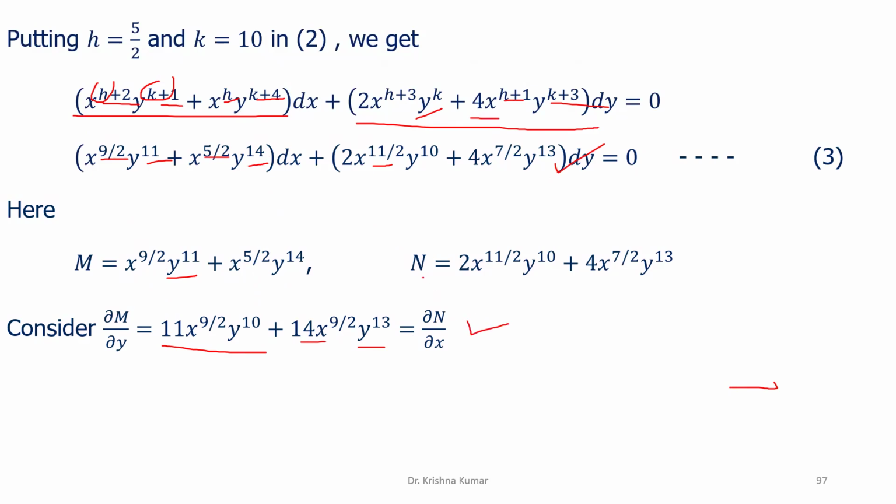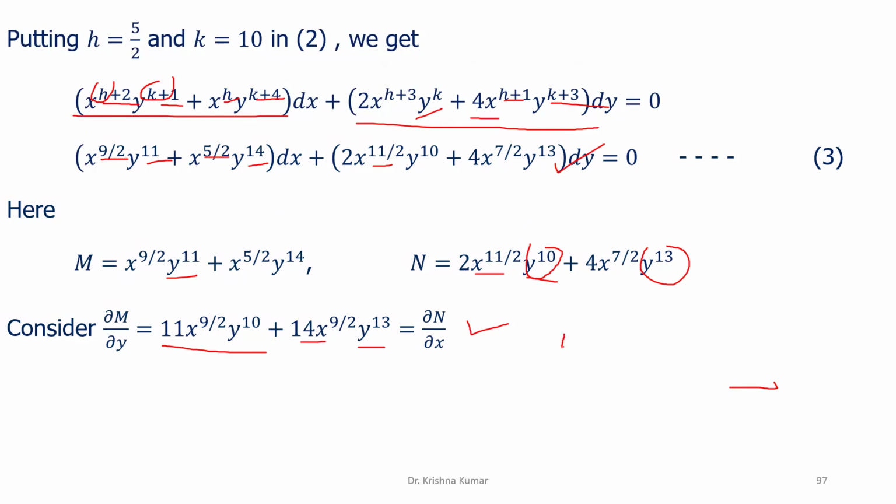Why? Because if you find ∂N/∂x with respect to x, then it is 2 into 11/2, so 2 will cancel. 11 x to the power 9/2, that is 11/2 minus 1, and y to the power 10. Because y is constant, y to the power 10 is constant. Similarly, here y to the power 13 is constant. The partial derivative of x to the power 7/2 is x to the power 5/2.